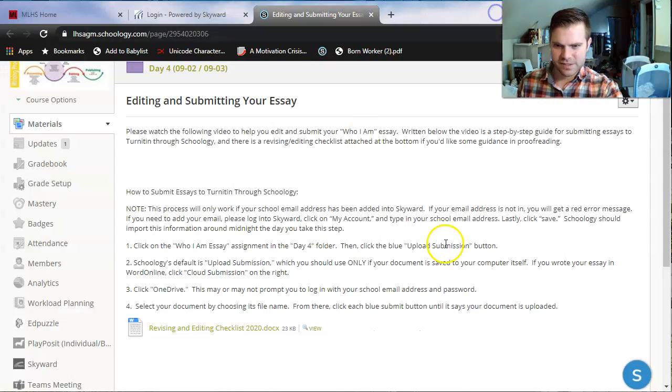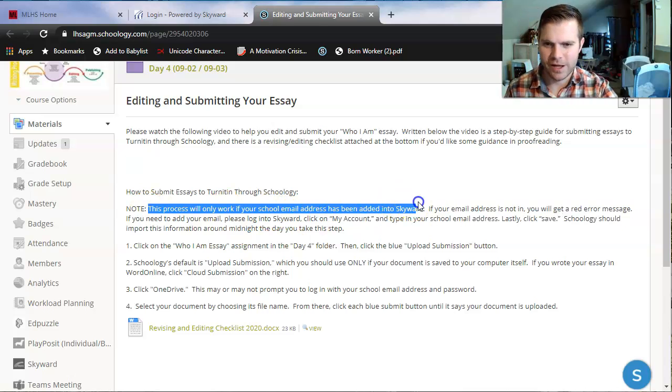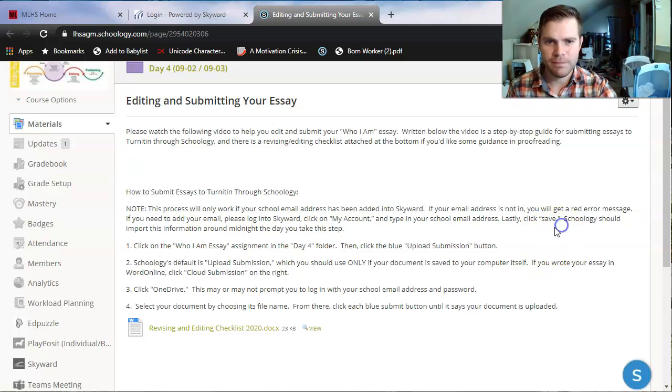Let's talk about submitting this thing. You've got written directions for how to submit essays to Turnitin.com right here, just 4 steps. One note is that this process will only work if your school email address has been added into Skyward. A lot of you probably did this last year in order to use Turnitin, but if you haven't yet, you're going to get a red error message that says you don't have an email address. It's okay if you get that message. You can use today to resolve that, and then we can submit your essay later in the week.